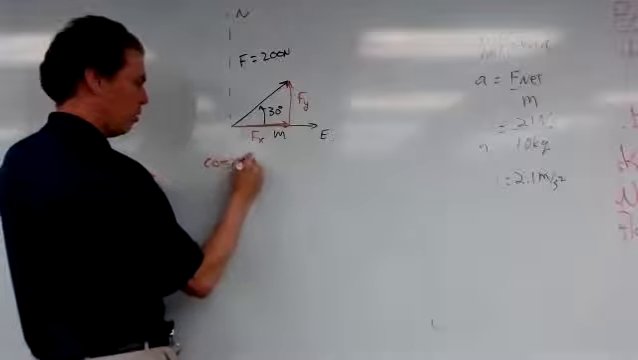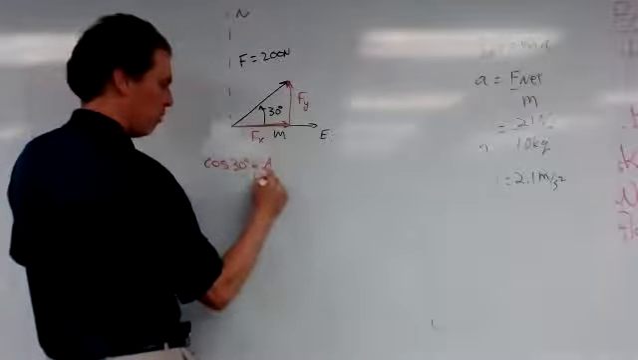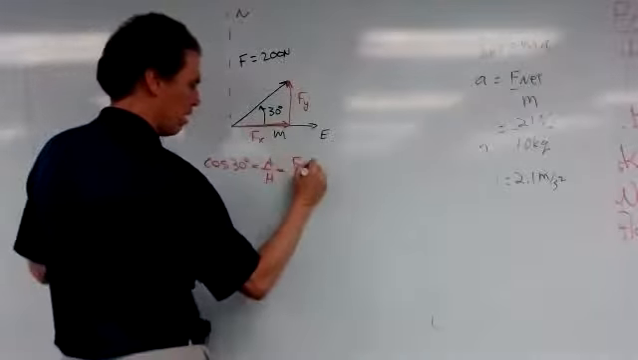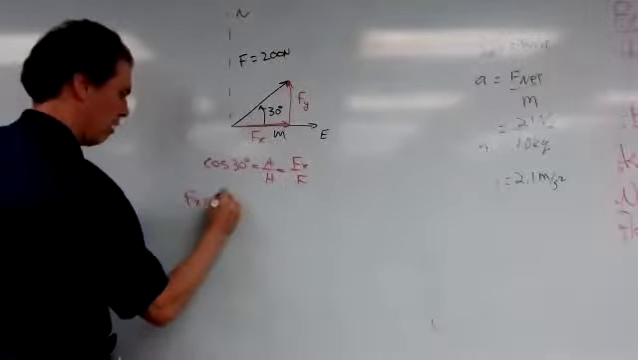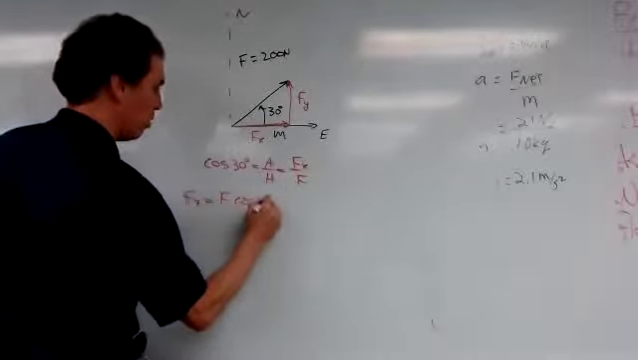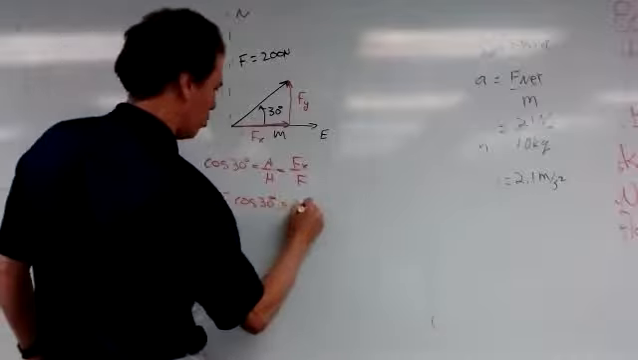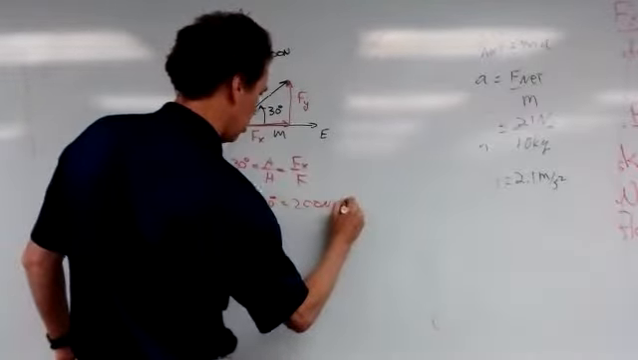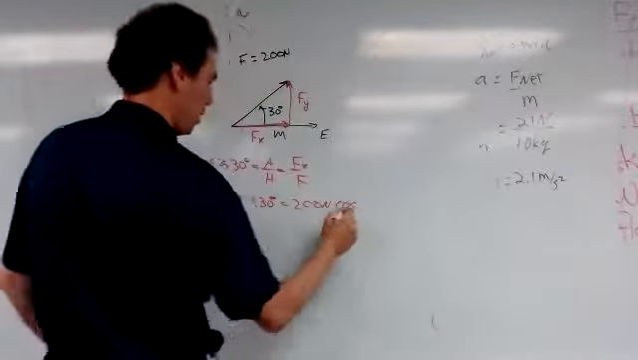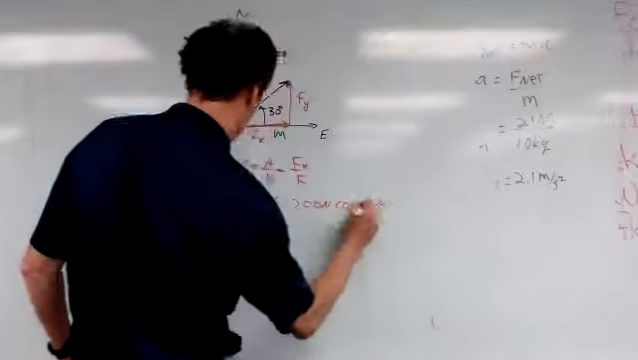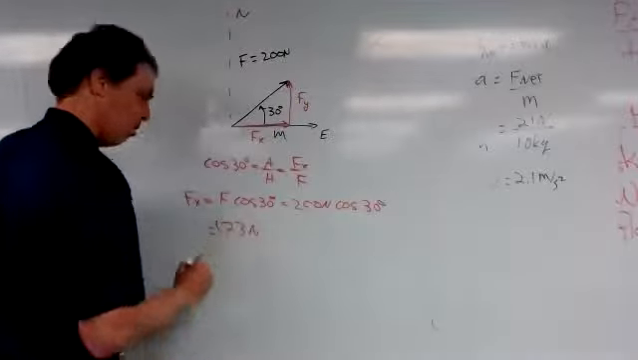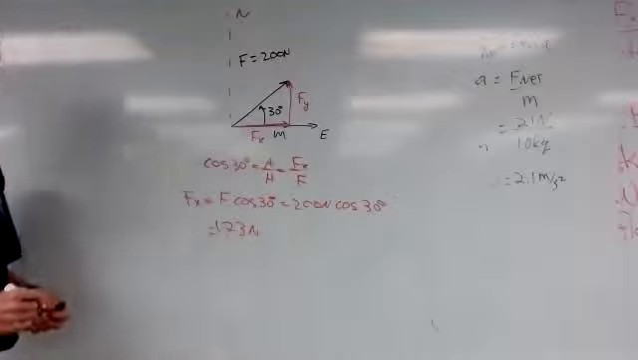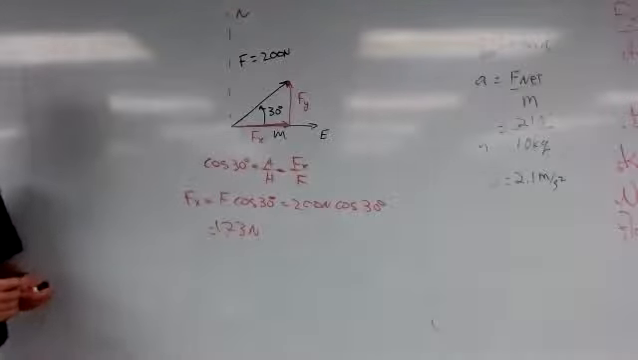And so cosine of 30 degrees is adjacent over hypotenuse, which is Fx over F. And so Fx is equal to F cosine of 30 degrees, which is 200 newtons times the cosine of 30 degrees, and that's 173 newtons or something like that. Was that a choice on there? Yes.